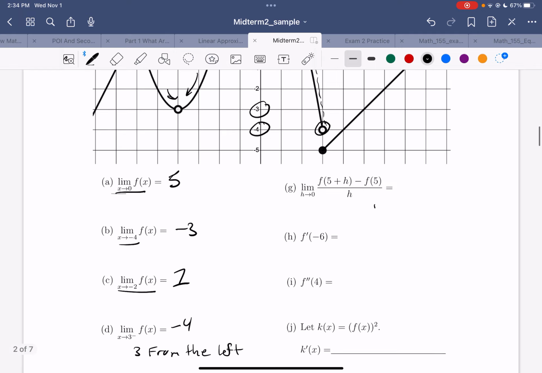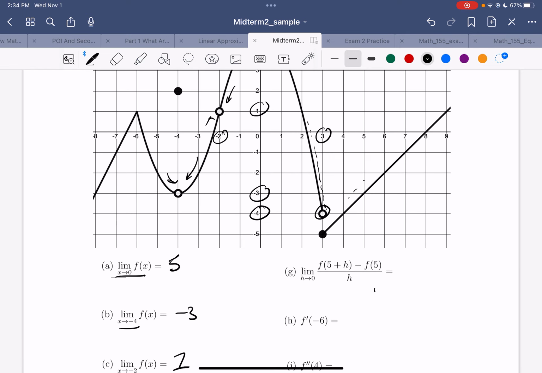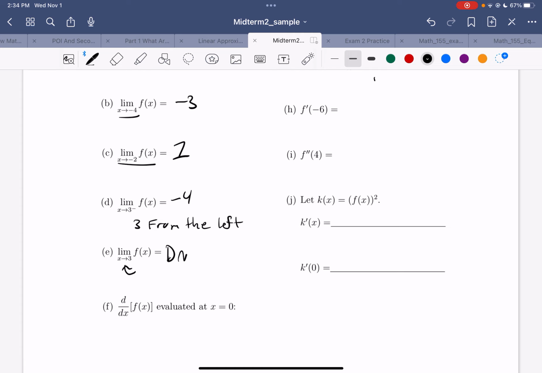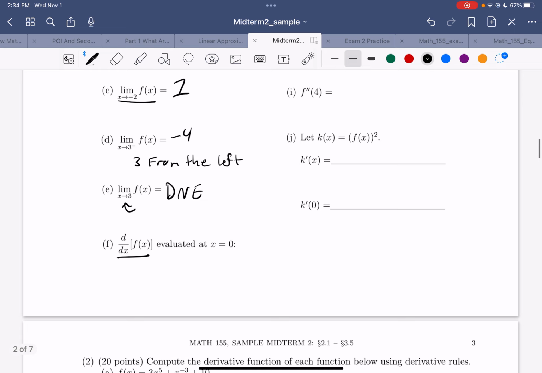And that's it. But notice if they don't specify the direction for approaching 3, so there's no superscript minus, no superscript plus, then I don't know how to approach. Should I walk along this path? Should I walk along this path? And notice I get different answers. I'm either going to approach -5 or I'm going to approach -4. And because of that, we say the limit does not exist.